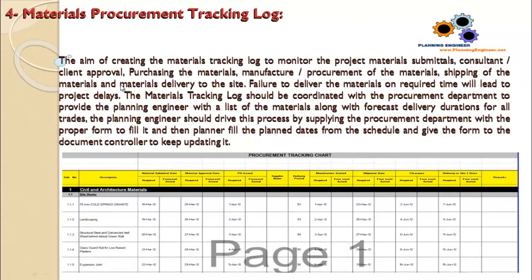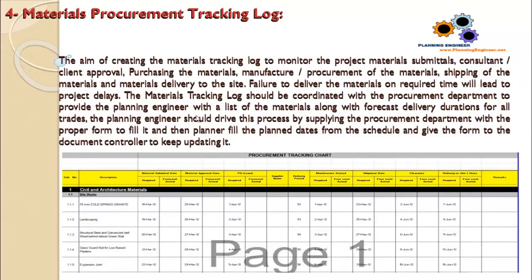According to the procurement period or manufacture period, we will have the manufacture start date and finish date. We will have the shipment date. If it is coming from outside, we have shipment clearance, then the delivery period required to the site. This is very important if you have long lead materials which will take many weeks to deliver to the site. You should plan it from the beginning.